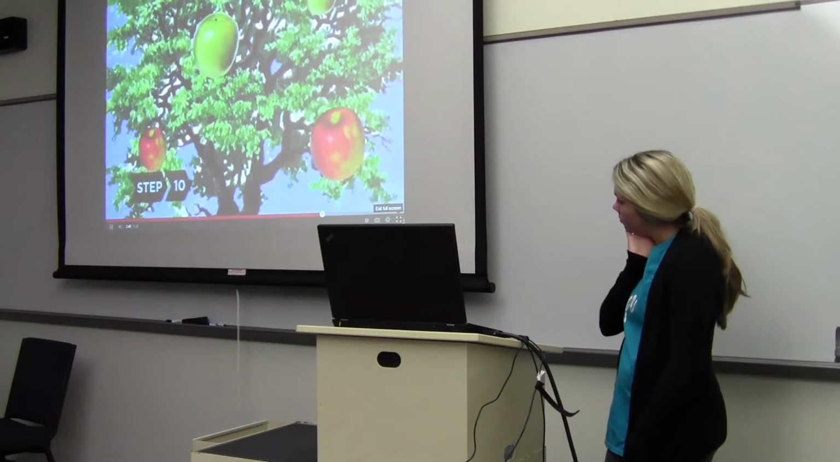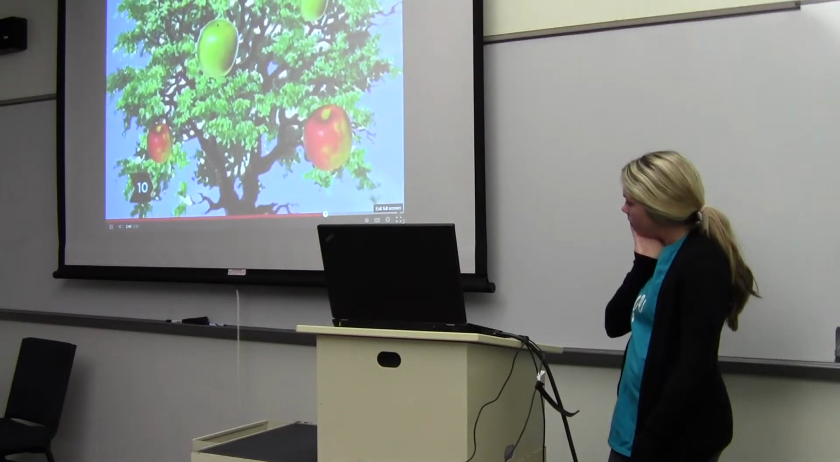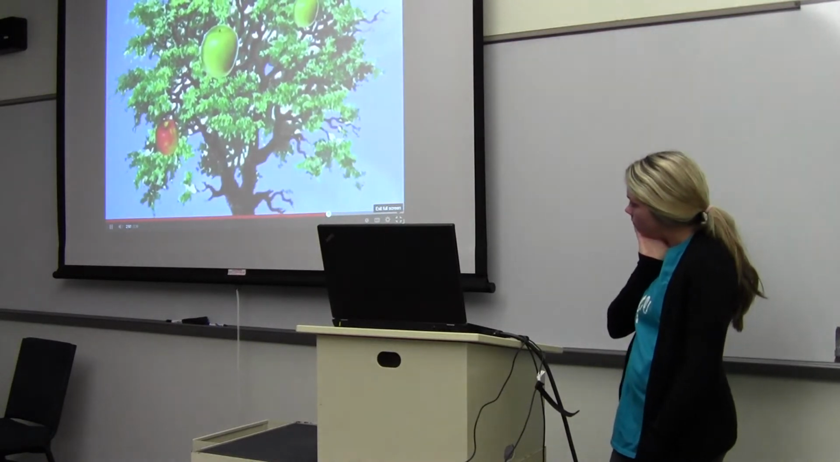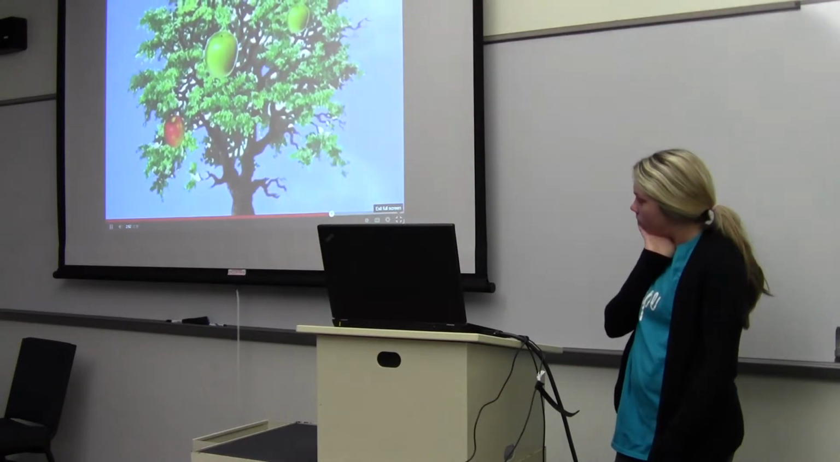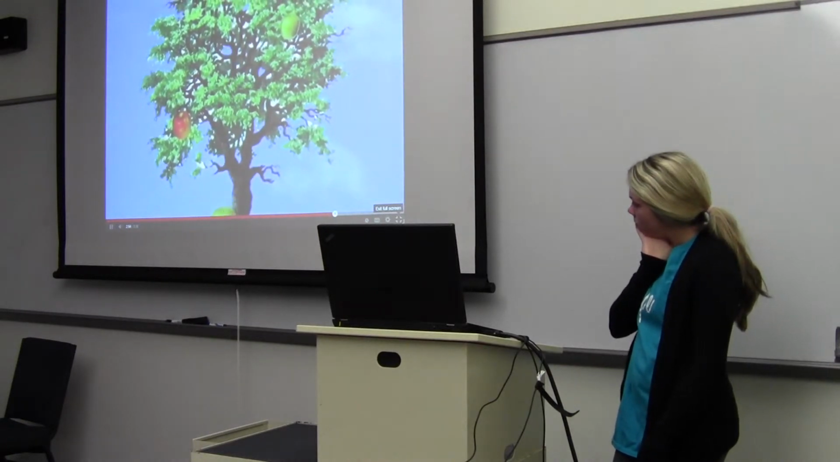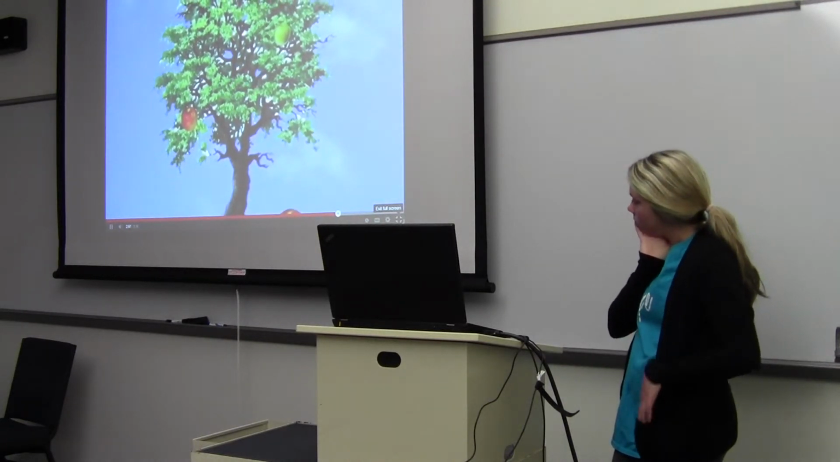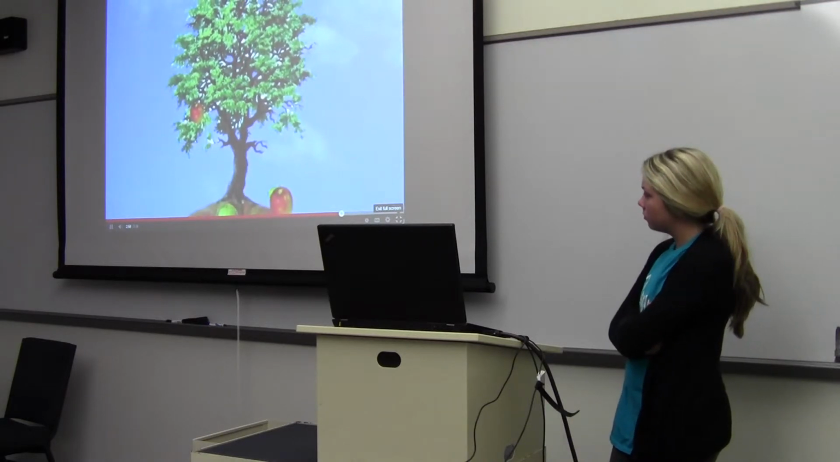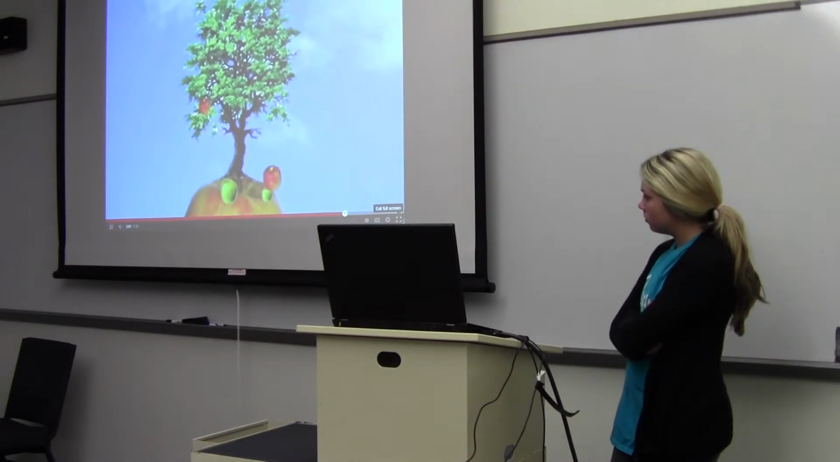Step 10. An apple a day may keep the oncologist away. Studies have found that when pulverized apple skins were placed in a petri dish with colon cancer cells, the cell's growth was inhibited by an impressive 43%. So don't peel before eating.